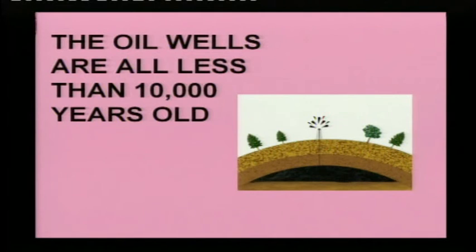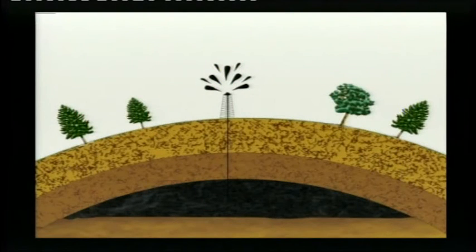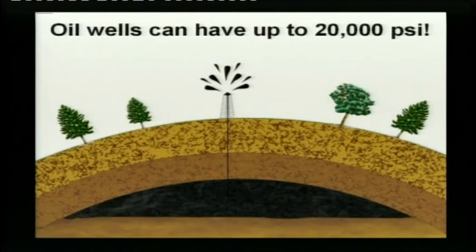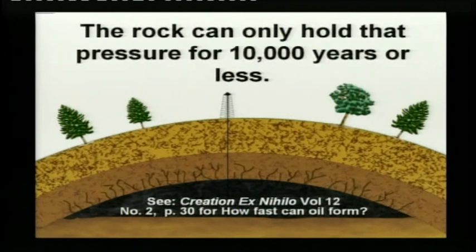Now the oil wells are all less than 10,000 years old. All the petrol and all the diesel you get for your cars comes from oil wells, which are all young oil wells. How do we know that? Well, oil comes up from the ground, either under the sea or in certain desert parts of the world, and it's under pressure. Oil wells have a pressure up to 20,000 pounds per square inch, and that pressure, according to geologists, the Earth's crust can only hold for less than 10,000 years.